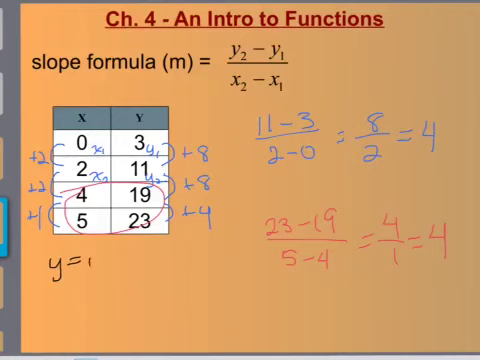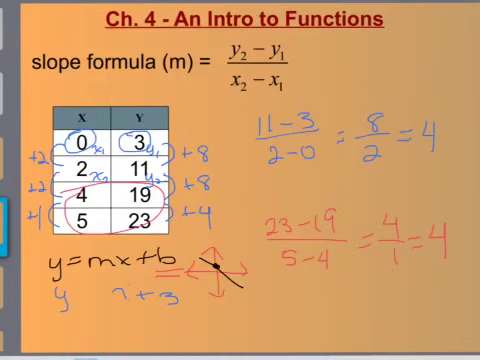Now, a linear equation is written as y equals mx plus b, where b is the y-intercept. So the y-intercept means wherever it intersects the y-axis. So if we have our coordinate plane, wherever the line intersects the y-axis is the y-intercept. So it also means wherever x equals 0. So in this case, x is 0, y is 3. So our y-intercept is 3. Y and x stay the same, and the slope is what we just found, which was 4. This is written as a linear equation.